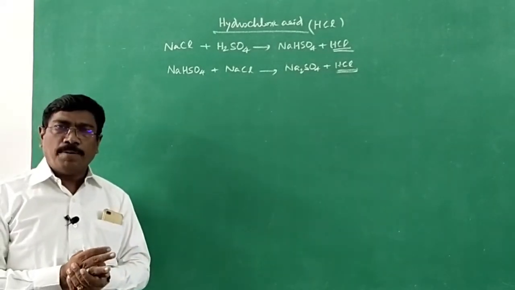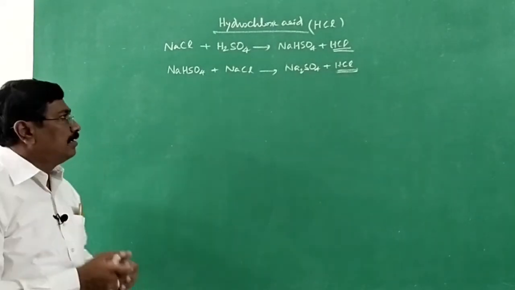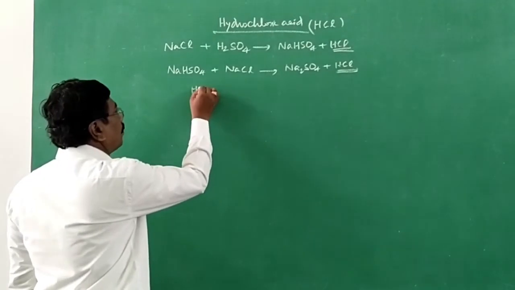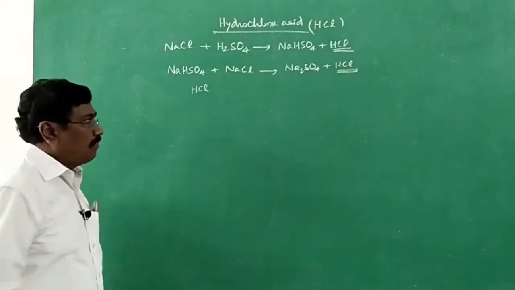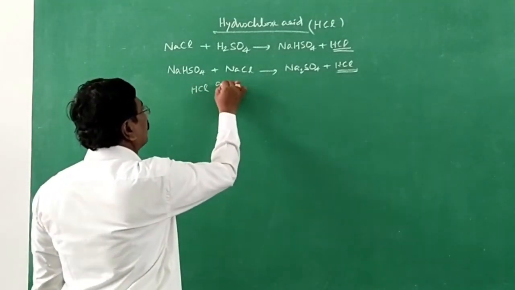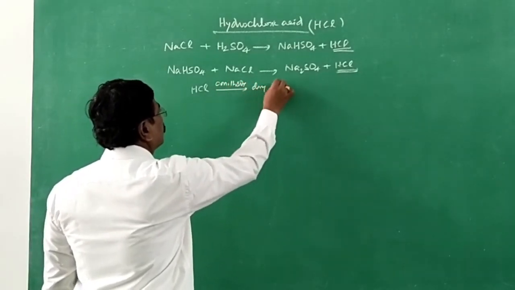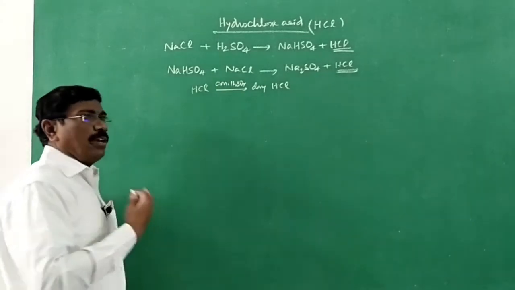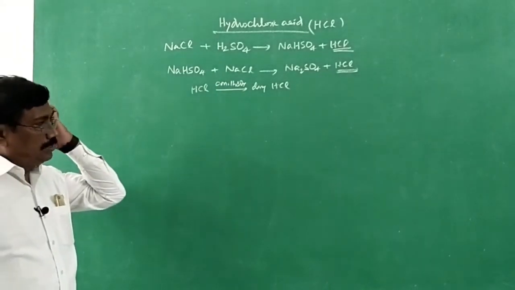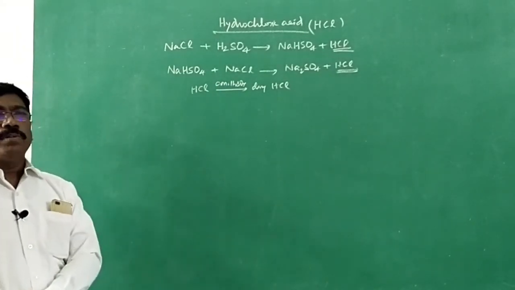Concentrated sulfuric acid is the best dehydrating agent. Therefore, the hydrogen chloride that is formed may have moisture. When it is passed over concentrated sulfuric acid, you will be getting dry HCl. It can be liquefied. At lower temperature, it will become liquid.